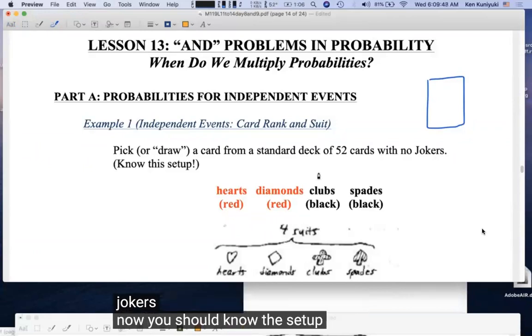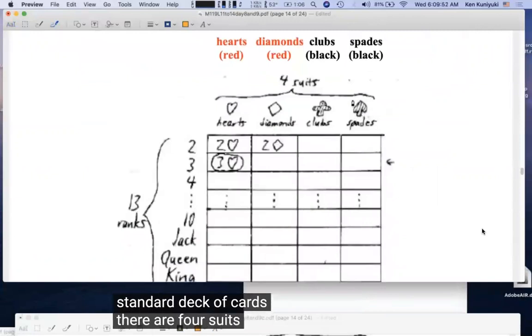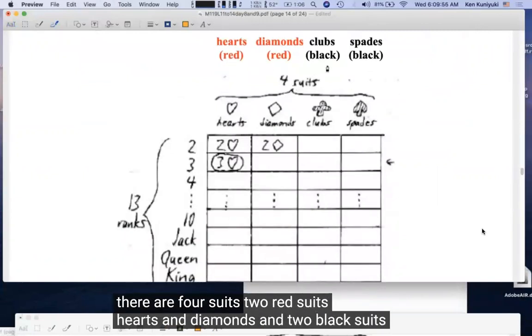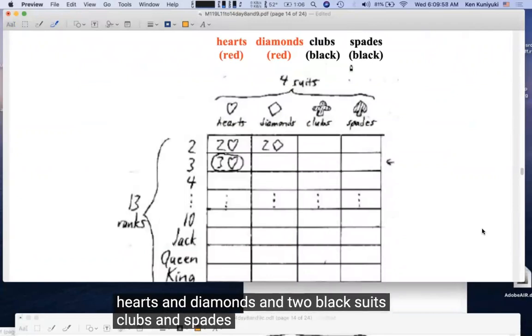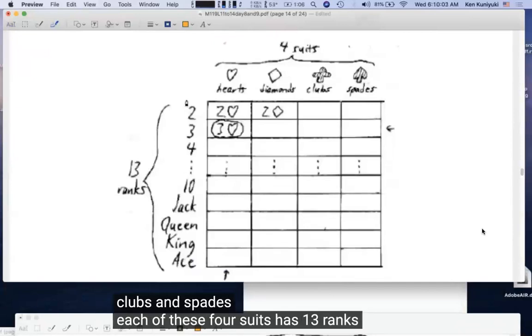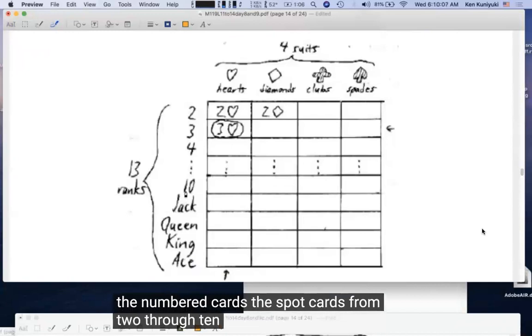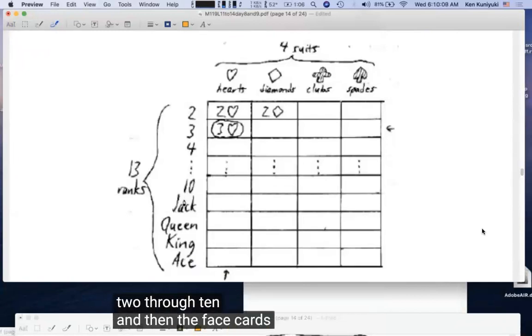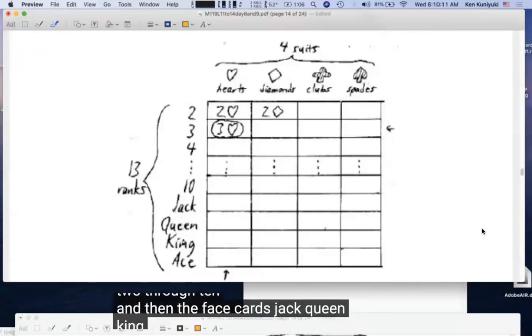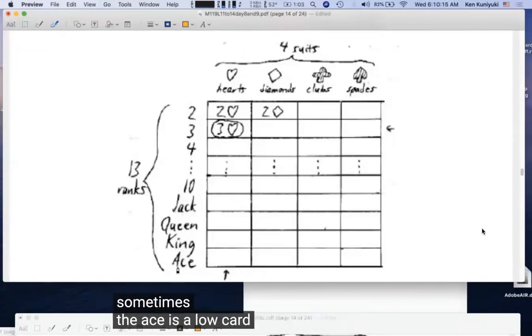Now, you should know the setup for a standard deck of cards. There are 4 suits, 2 red suits, hearts and diamonds, and 2 black suits, clubs and spades. Each of these 4 suits has 13 ranks. The numbered cards, the spot cards from 2 through 10, and then the face cards, Jack, Queen, King, and then the ace as a high card. Sometimes the ace is a low card.